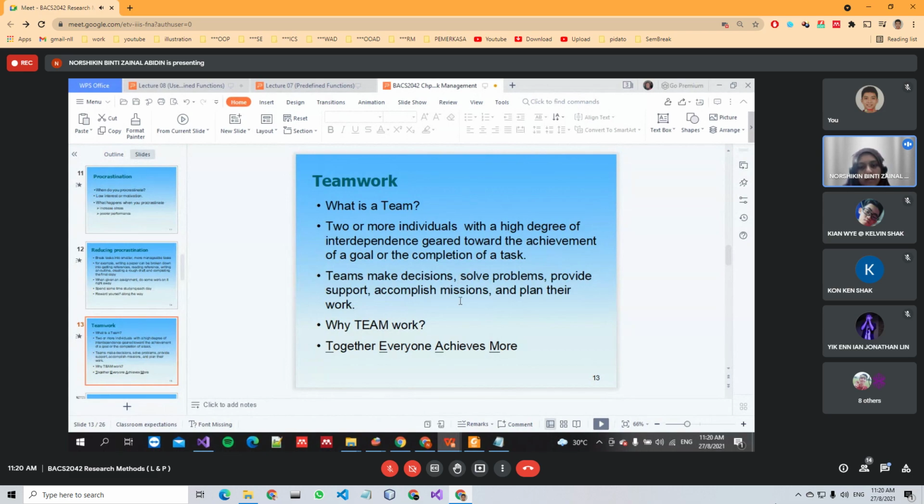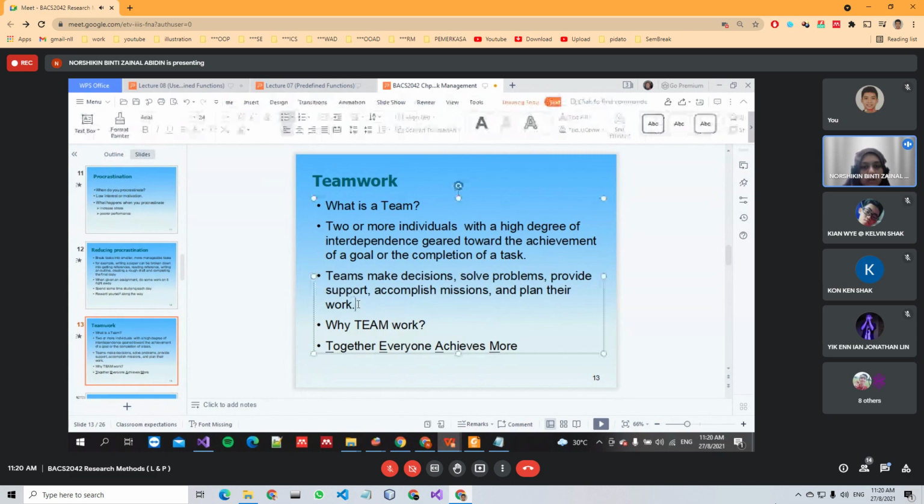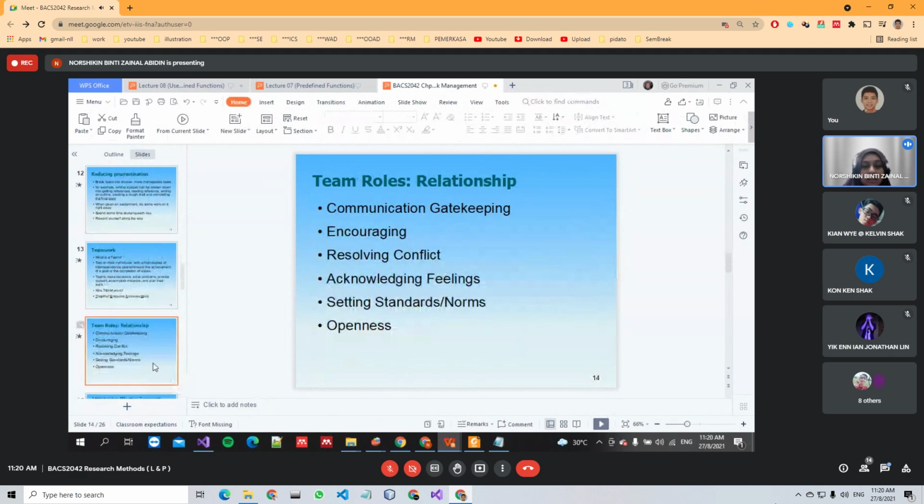A team makes decisions, solves problems, provides support, accomplishes missions, and plans for their work. So why team? Why teamwork? Because together everyone achieves more. Okay, so team roles. This is the relationship: communication, gatekeeping, encouraging, resolving conflict, acknowledging feelings, setting standards, norms, and openness.